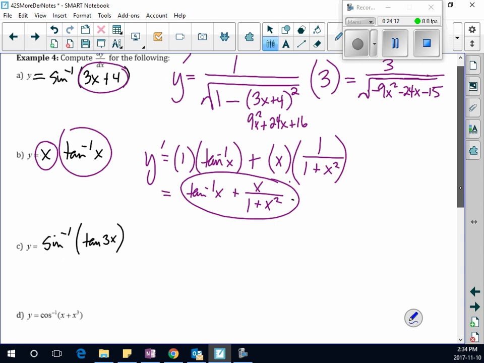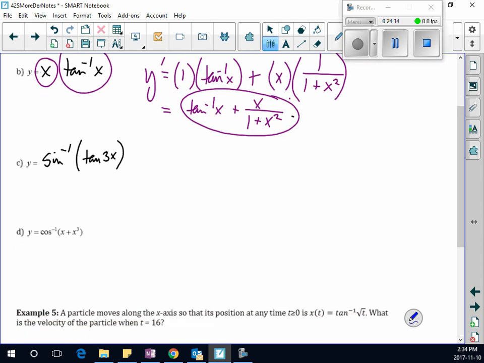Okay, the next one is a chain rule. So this is like the blob thing, right? This is inside. So actually we have a chain rule in a chain rule. The derivative of inverse sine is 1 over the square root of 1 minus whatever that is. So that's going to be tan squared 3x. You have to square it as part of the thing, right?